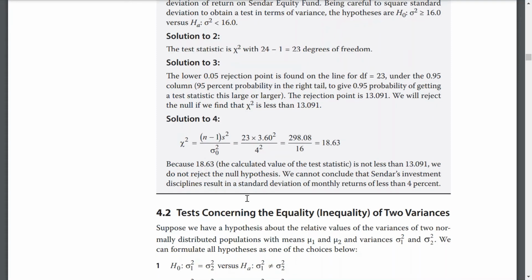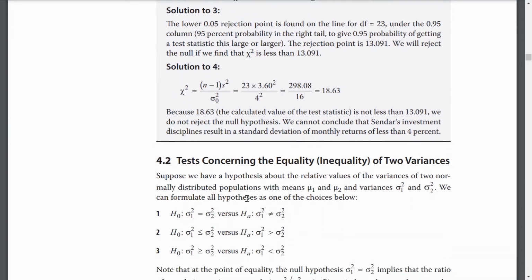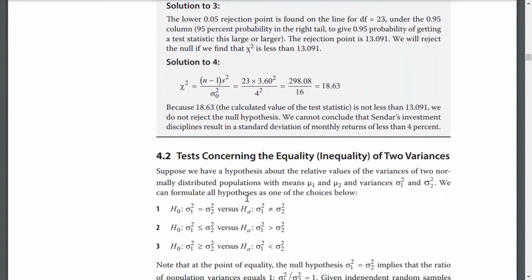Solution to 4, because 18.63 is the calculated value of the test statistic, which is not less than 13.091, we do not reject the null hypothesis. We cannot conclude that Standard Equity's investment discipline results in a standard deviation of monthly return of less than 4%.